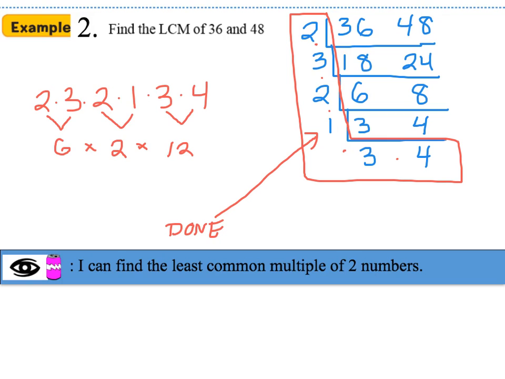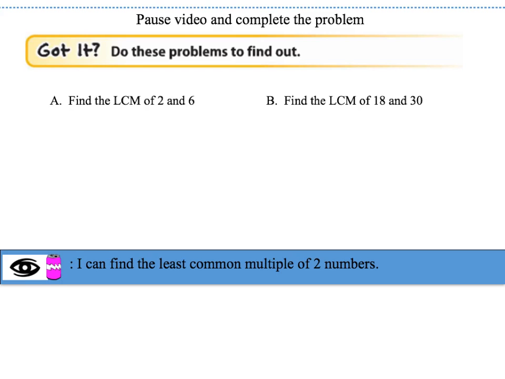So let's go ahead and multiply these guys. 6 times 2 is 12. And if I times 12 by 12, I get 144. So my LCM of 36 and 48 is 144. So pause the video and complete the got it problems, and we'll discuss the answers in class tomorrow.